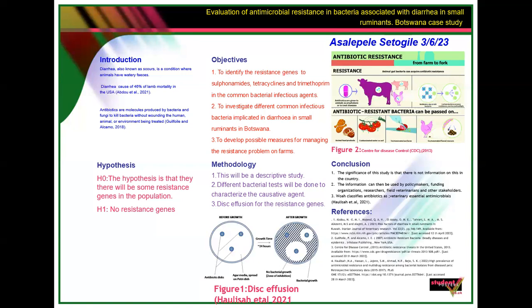According to Hauser et al. 2021, WHO classifies these antibiotics as very essential antimicrobials, which need to be guarded and used responsibly. Also, this information can be used by policymakers, researchers, and field veterinarians, and help in the possible measures for managing resistance on farms. And therefore, that's why the research is important.